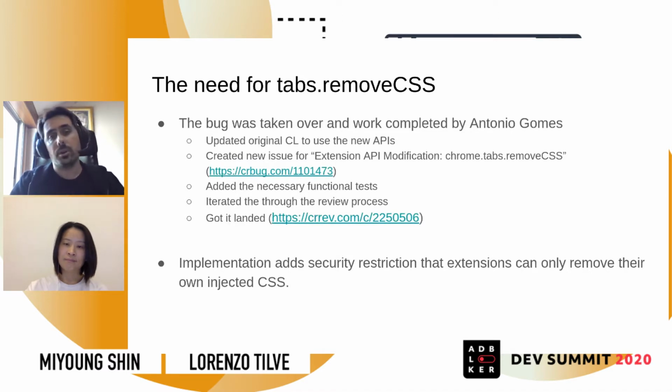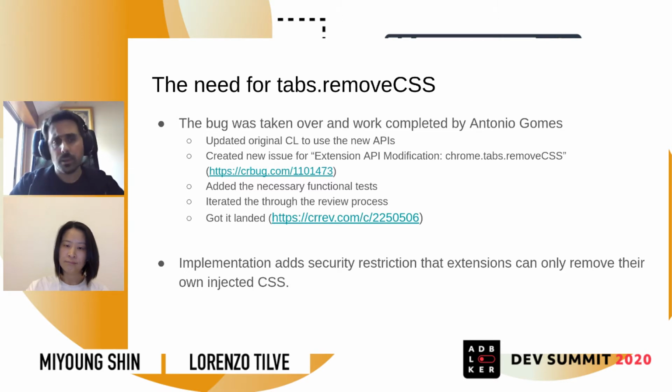It was actually done by our colleague Antonio Gomez, who brought the issue back to activity and updated the original changelog to use the new APIs. It also required creating a separate issue for adding an extension modification request in the API to add that functionality. That was already adding some new method to the existing one. It's different to the other case that Shin will display in detail. We added the necessary tests, and after the iteration in the review process, it got landed.